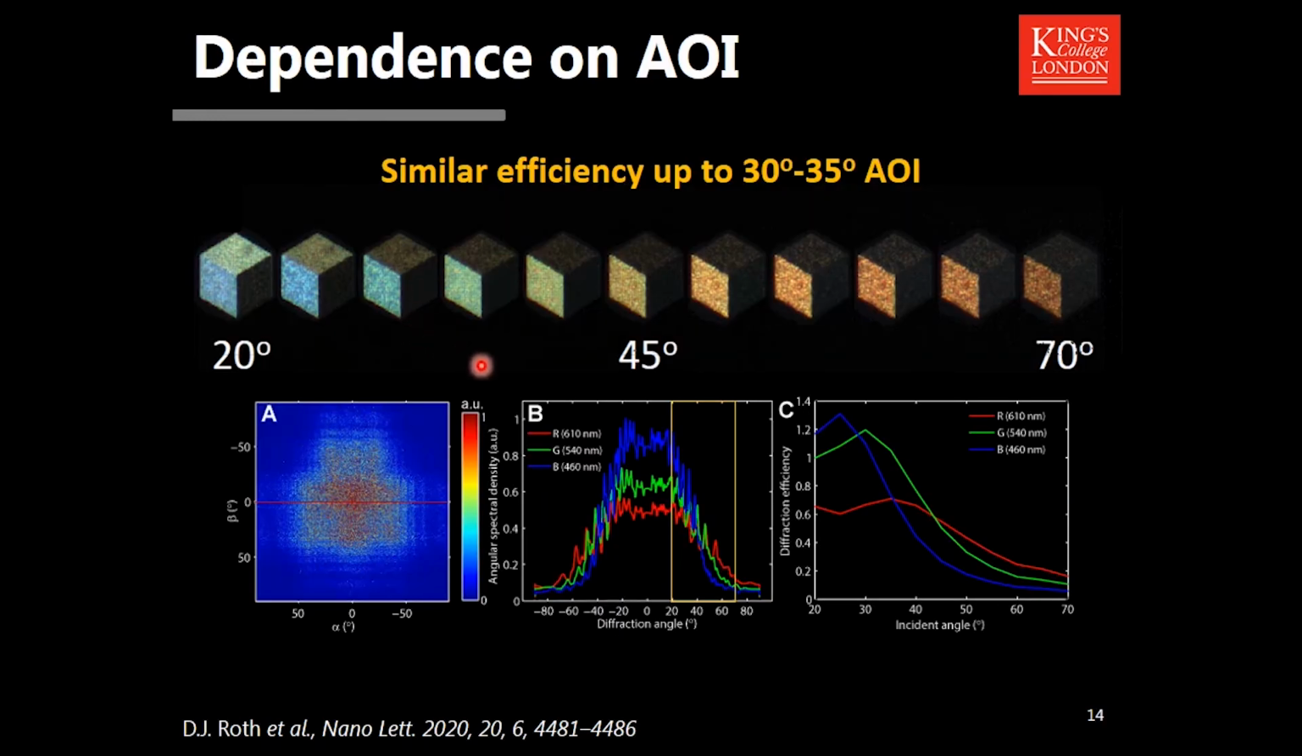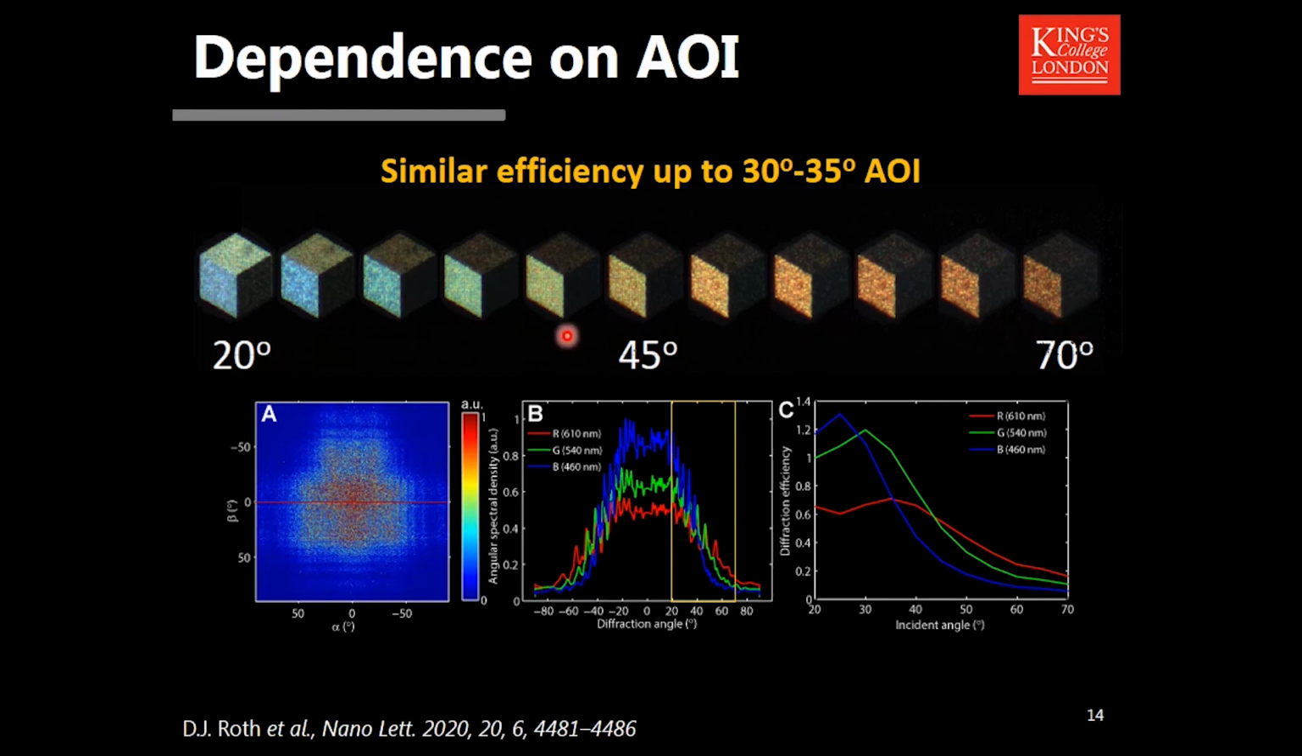So now we look at the dependence of the generated image on the angle of incidence onto the sample, and from this series of images you can see that we get a pretty similar efficiency for angles of incidence up to about 30 or 35 degrees. And then the image gets redder and redder.